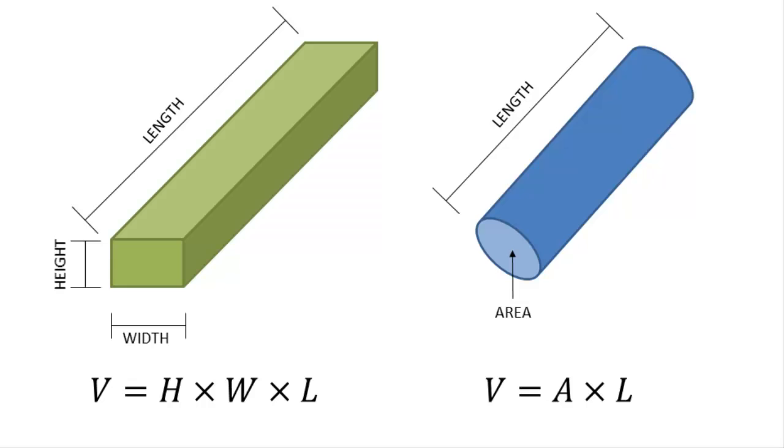So we've defined mass density in terms of an object's mass and its volume. Volume is a measure of three-dimensional space. For a regular shape, like a rectangular prism, its volume is a product of its height, width, and length. For a cylindrical object, its volume is the cross-sectional area multiplied by its length. There are many cases where the cross-sectional area is constant and the length may vary.